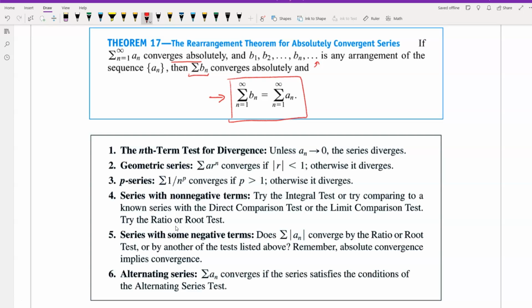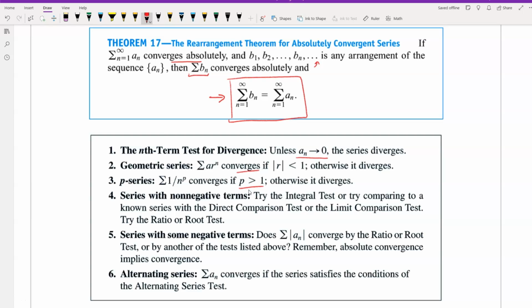Now here on this part, we have the n-th term tests. We had some of these before. Number one, the n-th term test for divergence: unless a sub n approaches 0, the series diverges. Number two, geometric series, the sum of a times r to the n power converges if the absolute value of r is less than 1, otherwise it diverges. Number three, p-series, the sum of 1 over n to the power p converges if p is greater than 1, otherwise it diverges.